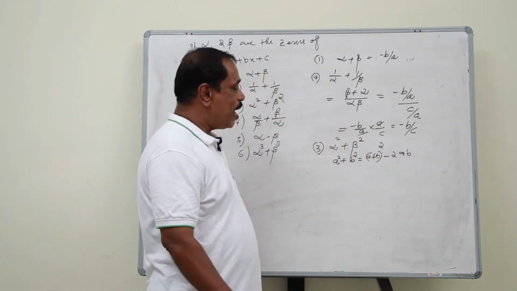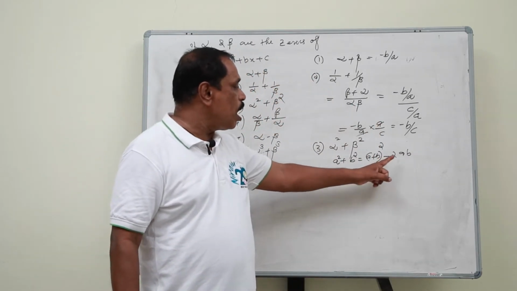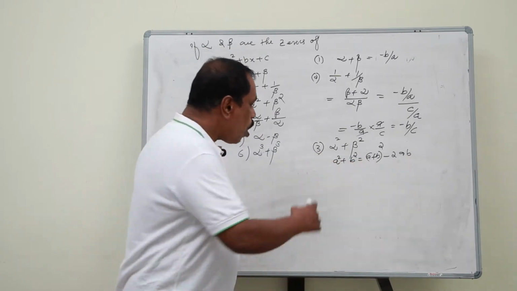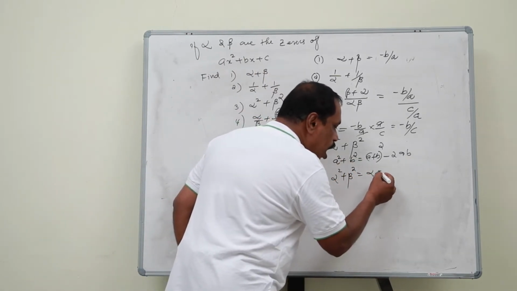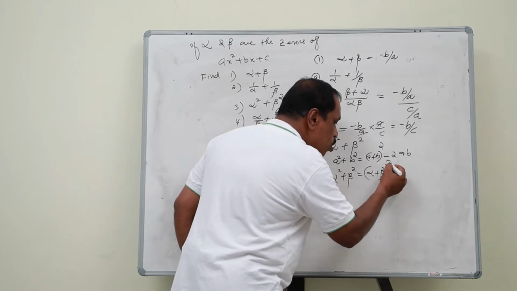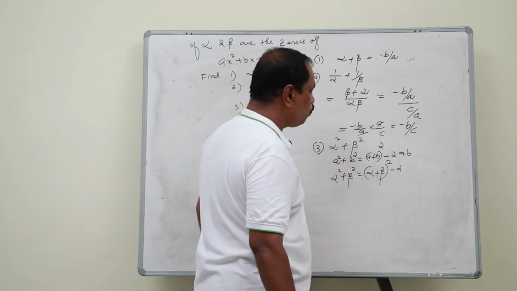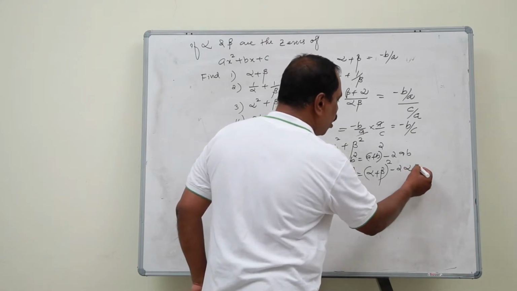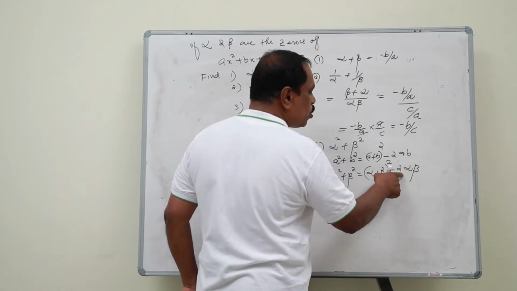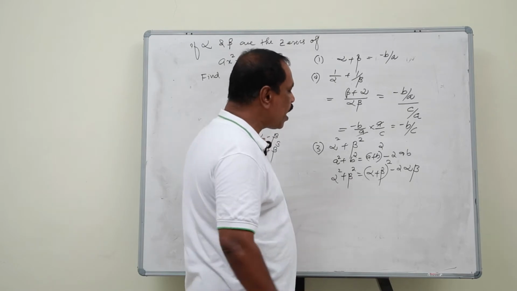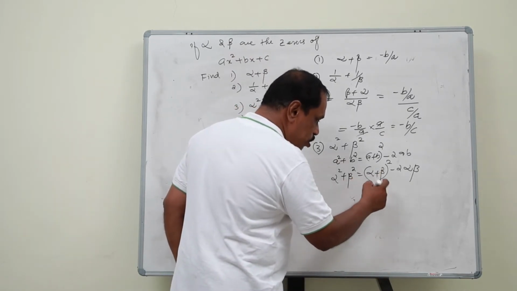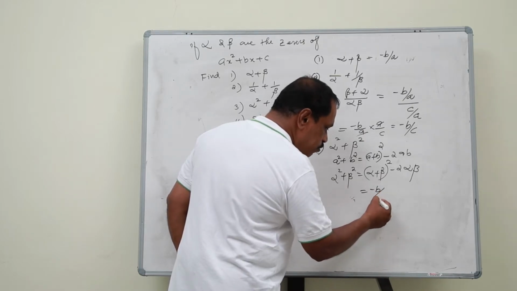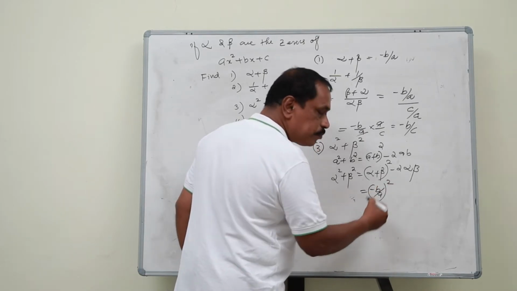Correct or not? a plus b is the sum and ab is the product. So how can we write alpha square plus beta square equal to alpha plus beta the whole square minus 2 alpha beta. When you expand, the 2 alpha beta will be cancelled, and you will get alpha square plus beta square. Then substitute. Here we know minus b by a the whole square.